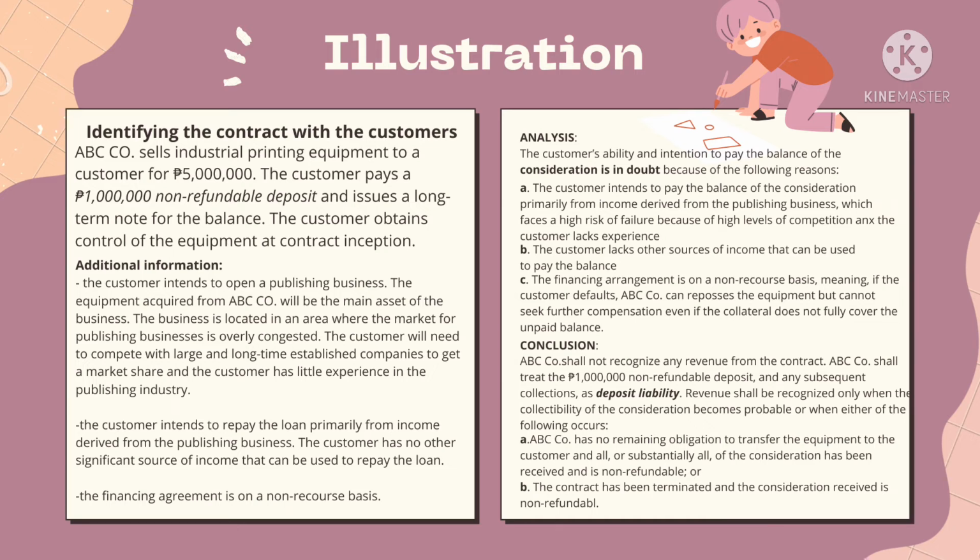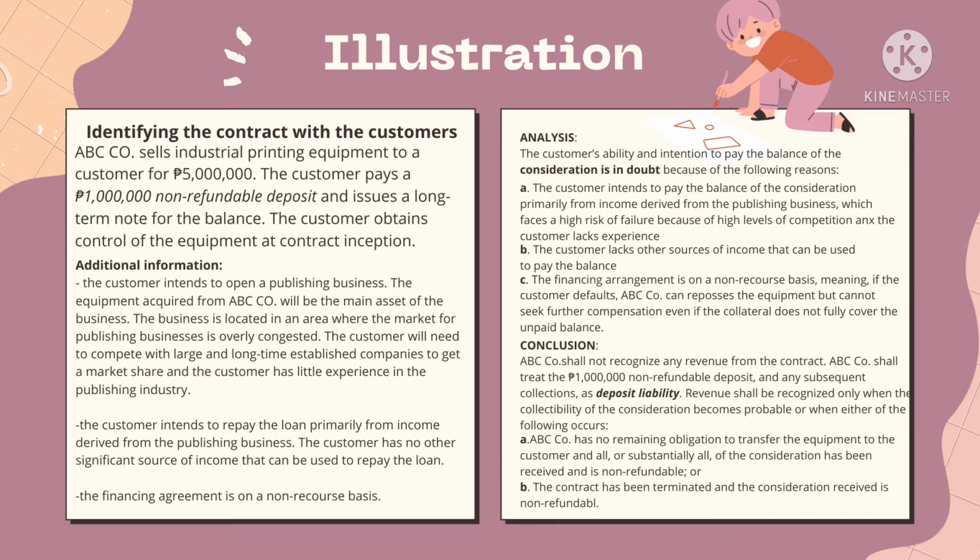The customer obtains control of the equipment at contract inception. Additional information is that the customer intends to open a publishing business. The equipment acquired from ABC Co. will be the main asset of the business.